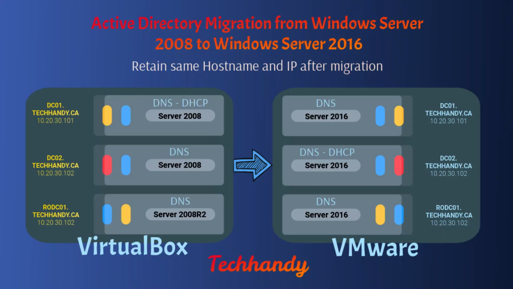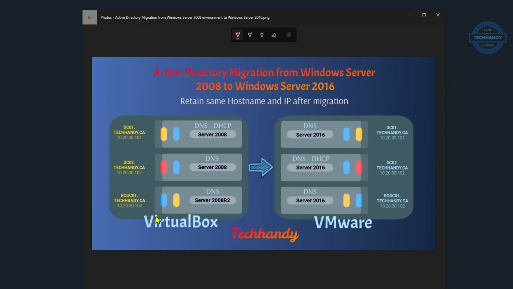This video is the final part of Active Directory migration from Windows Server 2008 environment to Windows Server 2016. I recommend watching part 1 and 2, if you did not watch it already. In our last video, we successfully migrated our existing RODC server from Microsoft Server 2008 R2 to Microsoft Server 2016 with retaining same hostname and IP.